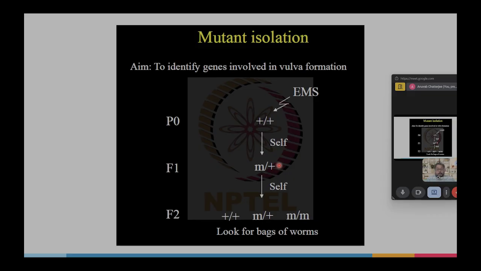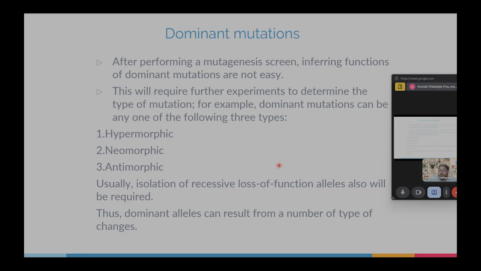But what conclusion can you draw from the phenotype that you observe in the F1 generation? The thing is that you cannot draw much of any conclusions, because inferring functions of dominant mutations is not easy. The dominant mutation can be any of three types. It is not like loss of function, where you just turn off the gene. It can have multiple different effects.